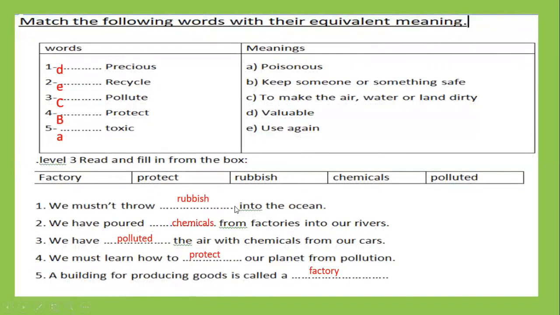We mustn't throw rubbish into the ocean. We have poured chemicals from factories into our rivers. Number 3, we have polluted the air with chemicals from our cars. Number 4, we must learn how to protect our planet from pollution. A building for producing goods is called a factory. Now you have the answers so that you can revise. You can stop the video anytime and look at the answers for more time.